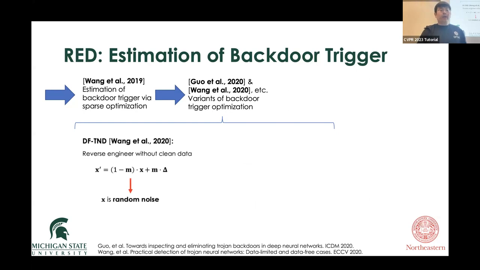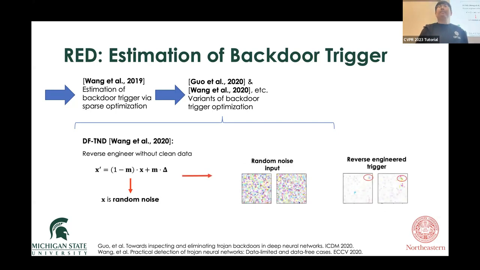Later on, another work called DFTND tries to generalize the trigger estimation problem to a data-free regime. What does this mean? It means the X you consider to recover the trigger can be a random noise image. They found that even though you use random noise as X, you are still able to recover some trigger pattern. But again, it's still not perfect. They can recognize some trigger patterns here, but since the original image is random noise, the performance is not as good as expected, right? But the good sign for this work is that it enables trigger estimation in a data-free regime. You don't need to know the training data, you don't need to know the test data. You can just use random input and then reverse engineer some trigger patterns.